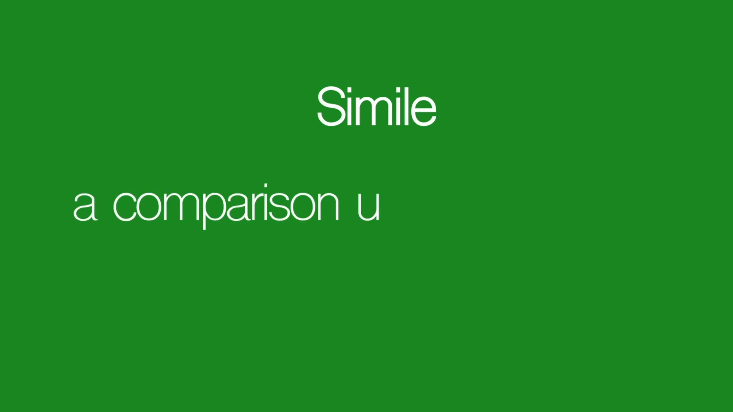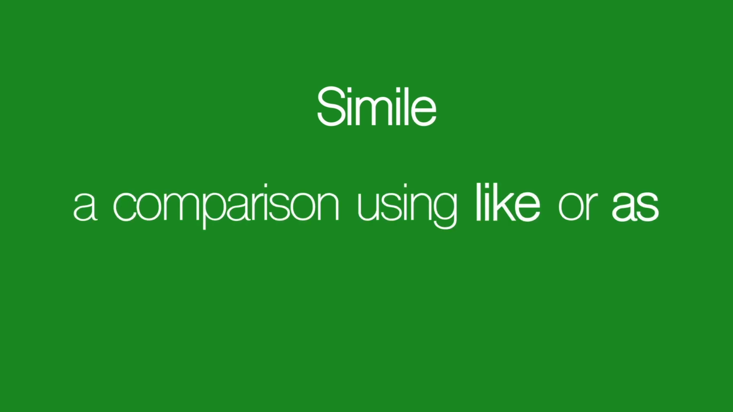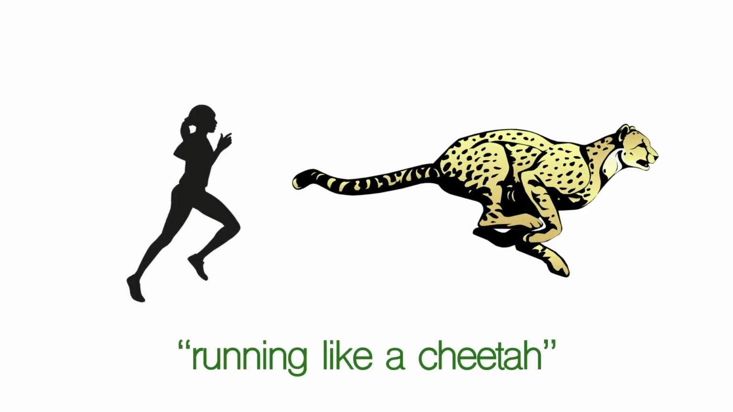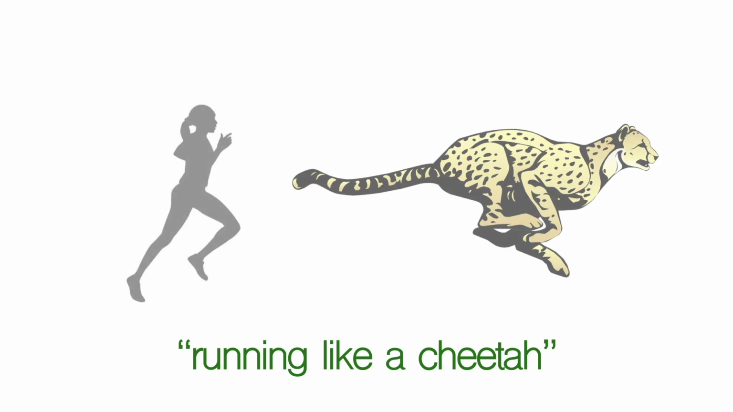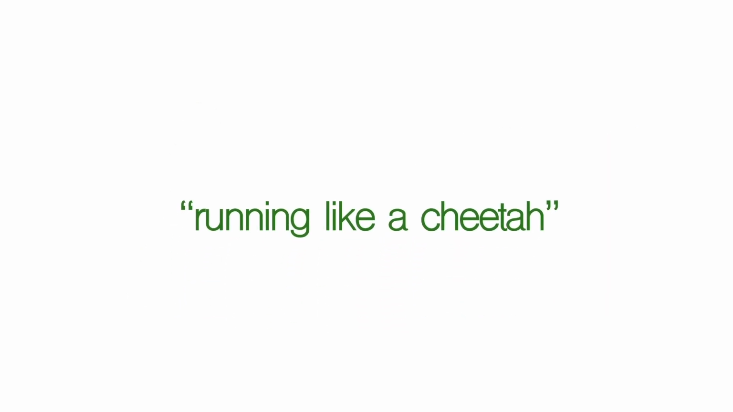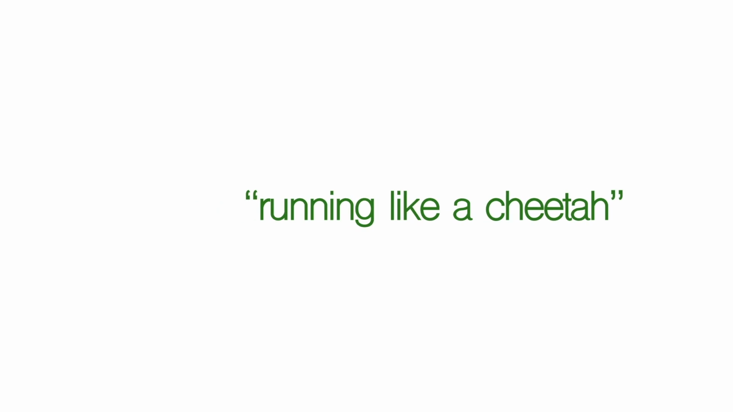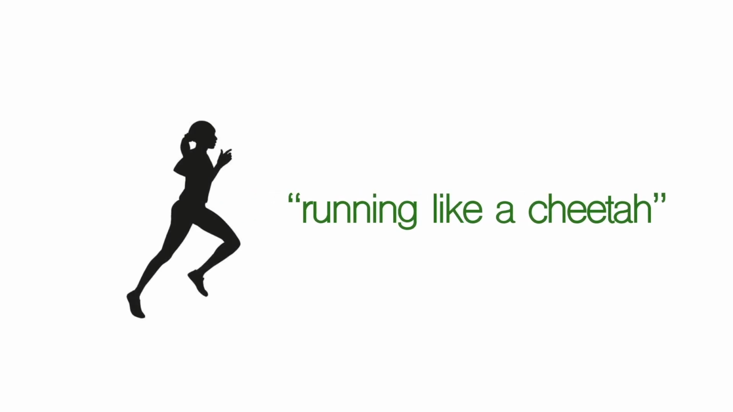To start off, let's talk about similes. A simile is a comparison using like or as. This can be used to give meaning to a phrase. An example of a simile would be running like a cheetah. Notice how like is used in a sentence, which is what makes it a simile. Since the reader understands that cheetahs are fast, it gives new meaning to the sentence and shows that the person is running fast.